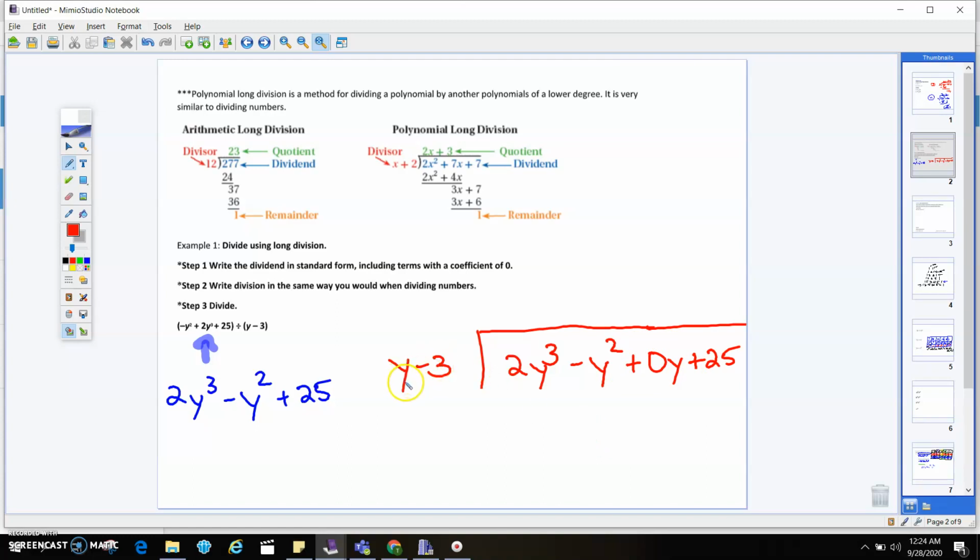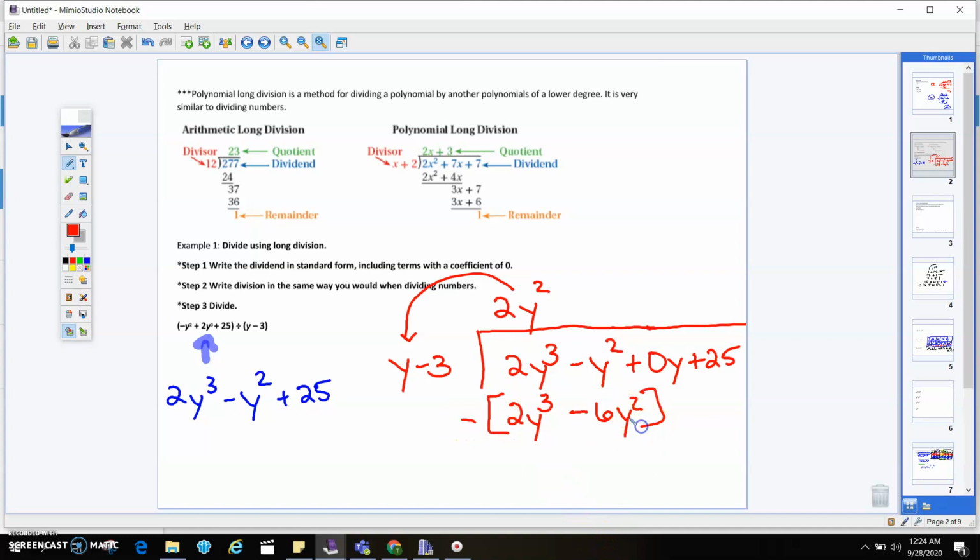So the next thing that I'm going to ask myself is, how many times does y go into 2y cubed? So what times y will give me 2y cubed? Well, 2y squared will give me 2y cubed. So now I'm going to multiply this times what's on the outside. 2y squared times y is going to give me 2y cubed. 2y squared times negative 3, because this guy's chilling out here too, is going to give me negative 6y squared. So now I'm going to subtract.